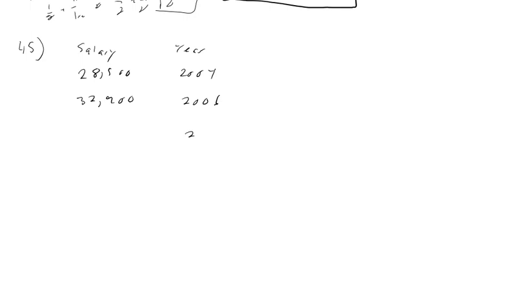Assuming that it follows a linear path. Assuming it's growing the same all the time. The jeweler's salary follows a linear growth pattern. So assuming that it's growing the same linear amount, what will this person's salary be in 2008? Now, there's a really easy way to solve this problem, and there's a harder way. I'm going to show you the easy way.